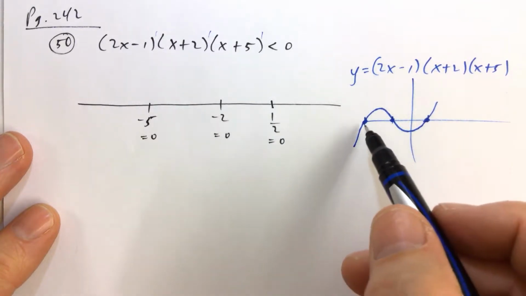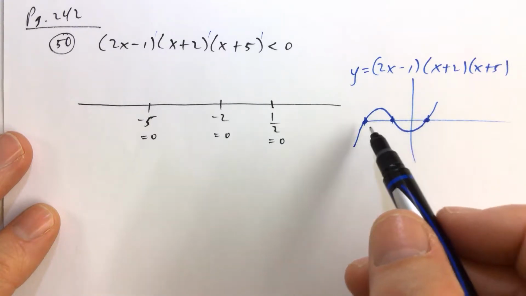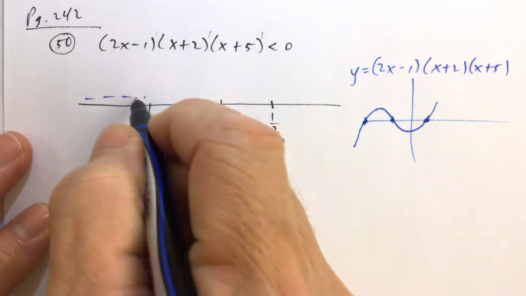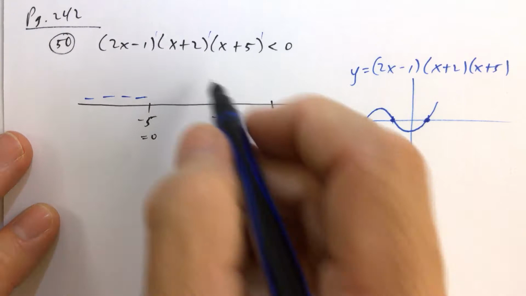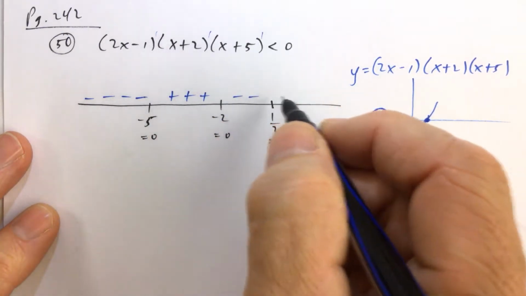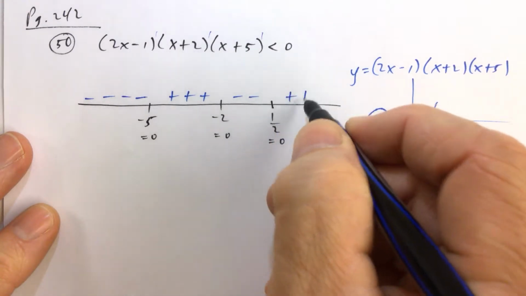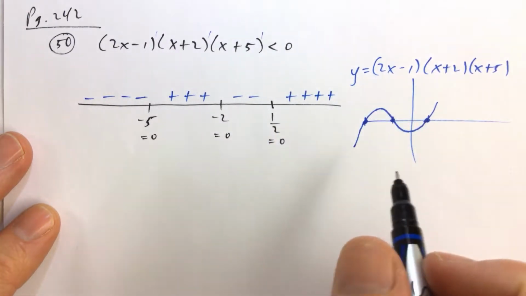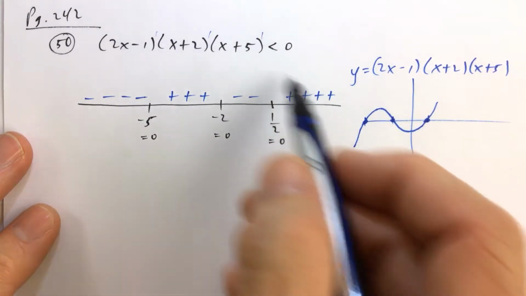And so if we look at the graph, we can see clearly that it's less than 0 to the left of -5. It's positive in between -5 and -2, negative in between -2 and 1/2, and then positive again to the right. So how would we do that if we looked at the factors?